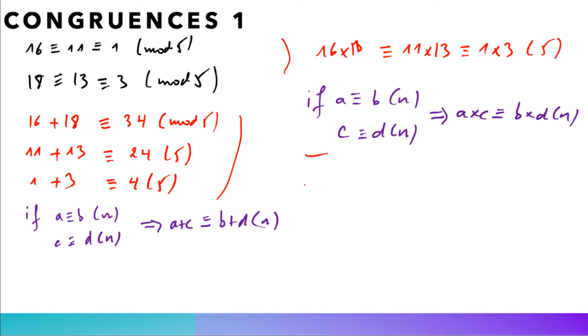To prove both of these claims, let us first start by defining what it means that A is congruent to B modulo n mathematically. Indeed, we say that A is congruent to B modulo n when A and B have the same remainder when divided by n. This is actually equivalent to saying that n divides A minus B. So A is congruent to B modulo n if n divides A minus B.